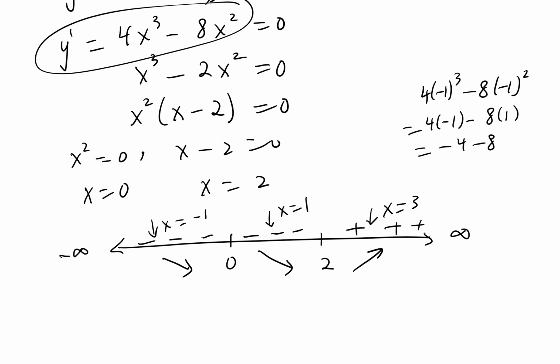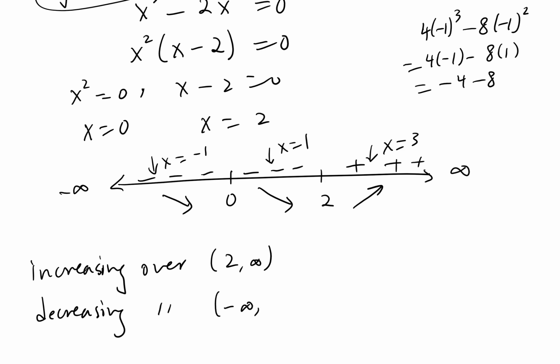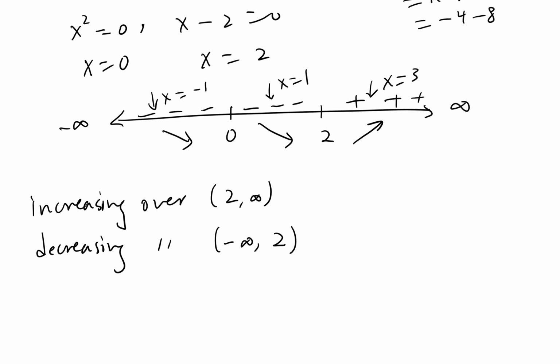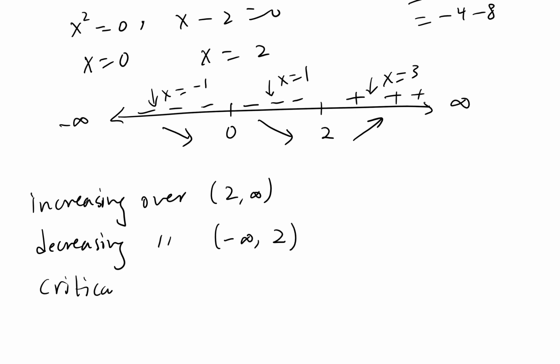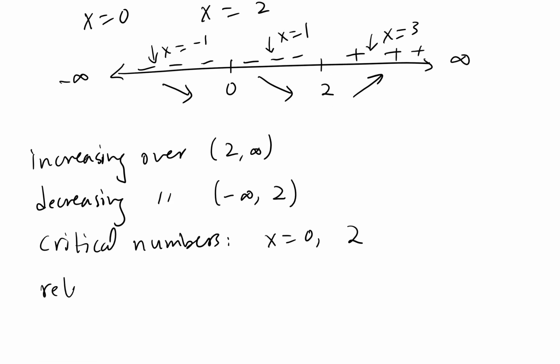So what does that tell us? The first thing, I see that the graph is increasing, if we need more details, over 2 to infinity, decreasing over negative infinity to 2 all the way. We have critical numbers x equals 0 and 2. There's a relative min, as you can see, relative min at x equals 2.